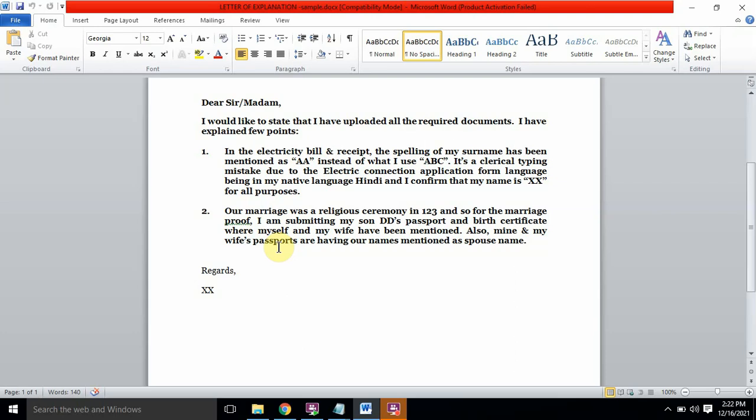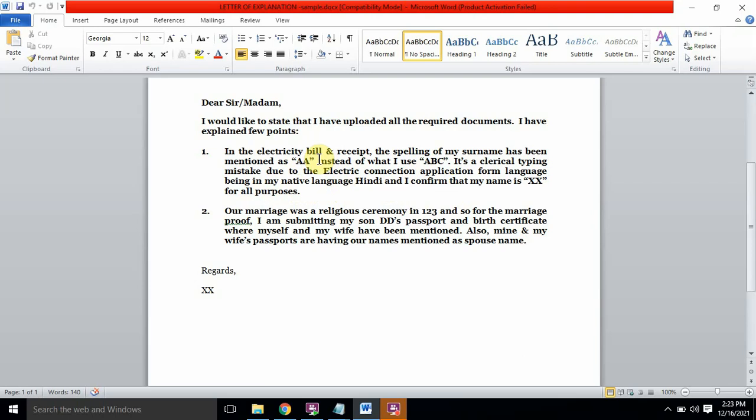First point, for an example. In the electricity bill and receipt, the spelling of my surname has been mentioned as AA instead of what I use, ABC. It is a clerical mistake due to the electric connection application form language being in my native language Hindi, and I confirm that my name is XX or ABC for all purposes. So this is the most important thing.